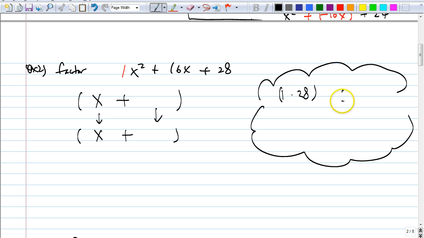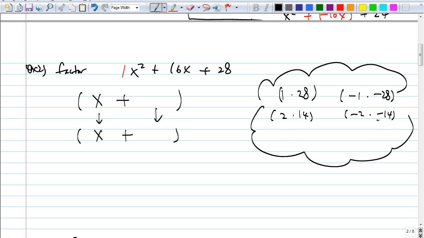If I have 1 and 28, what else could I have? Negative 1 and negative 28. Of course that works. Doesn't that give you 28? Is this the only case? What about 2 and 14? If I could have 2 and 14, what else could I have? Negative 2 and negative 14. Is this the only way?